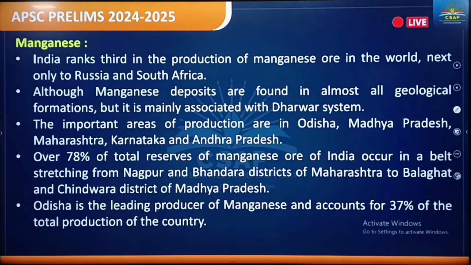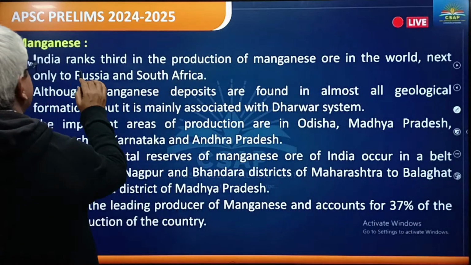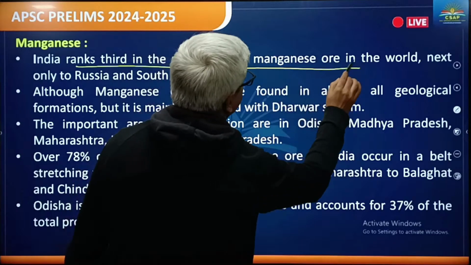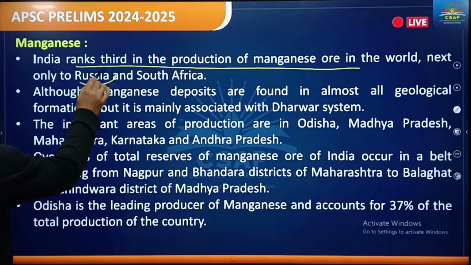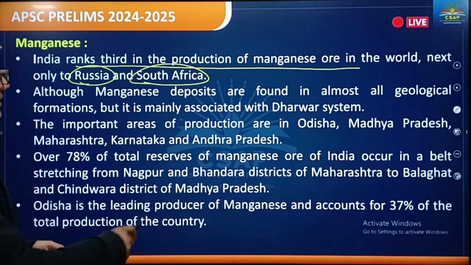India ranks third in the production of manganese ore in the world, next only to Russia and South Africa. So Russia produces the most manganese, South Africa second, and India third. Although manganese deposits are found in almost all geological formations, it is mainly associated with the Dharwar system.